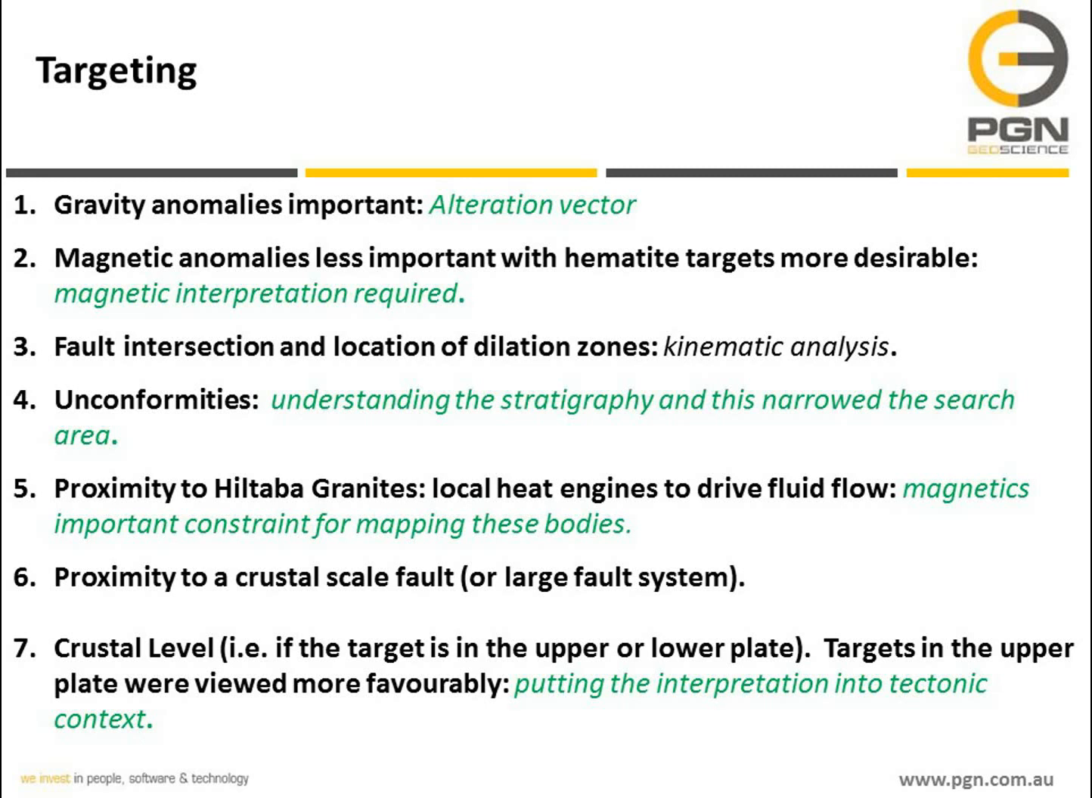In this case, magnetic anomalies weren't that important, even though the original ore body was targeted on a false anomaly that actually had nothing to do with mineralisation. But the magnetic interpretation was required to give the context. Faulted intersections and location of dilation sites at several scales became important, and that dilation can only be done if you do the kinematics. The unconformities were important. That's becoming increasingly apparent in mapping those out.